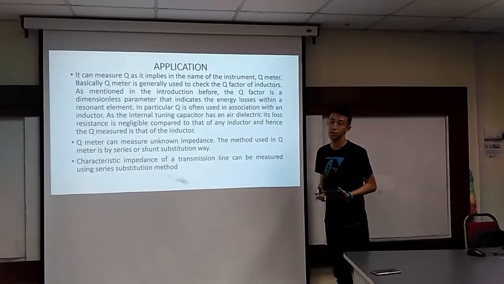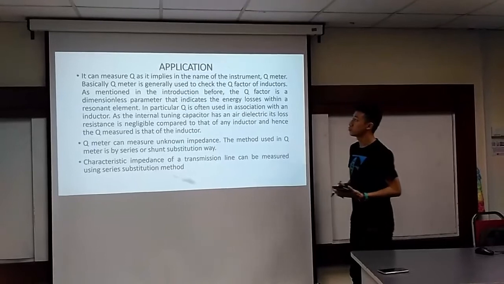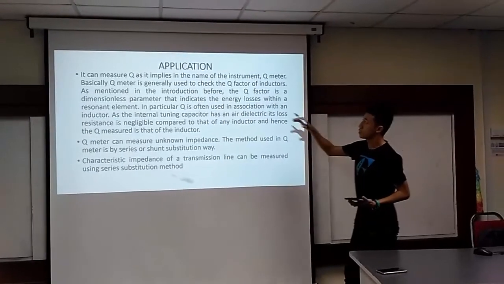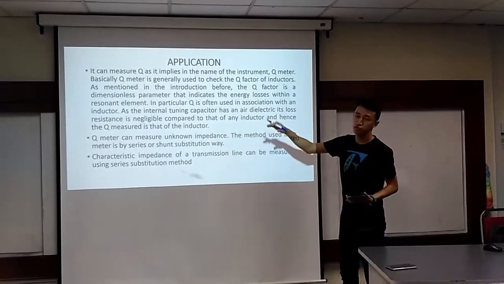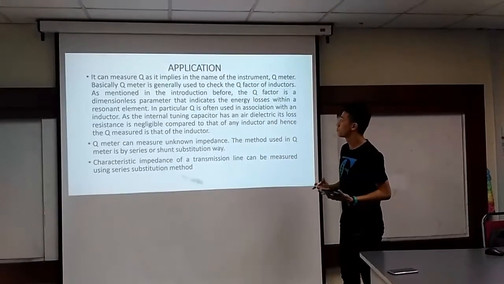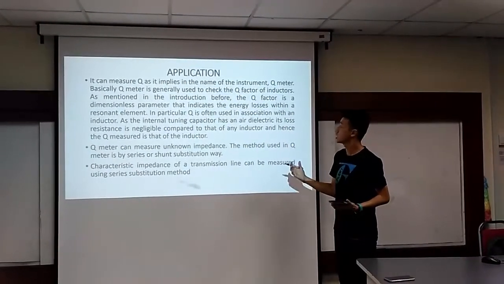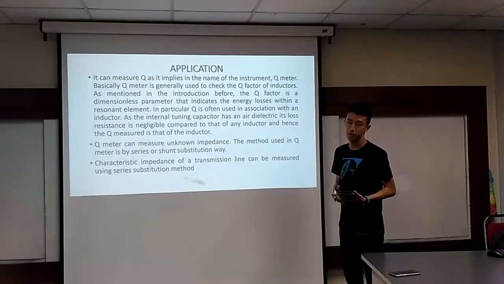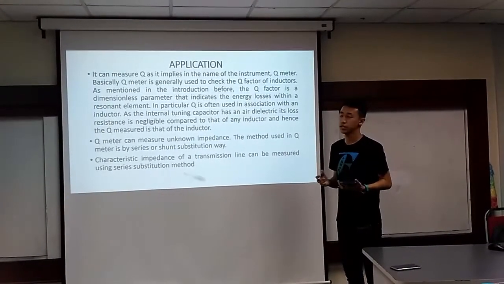The first one, of course, is measuring Q. The Q is the quality factor. So basically, the Q meter can check the Q factor of an inductor. As mentioned in the introduction before, the Q factor is a dimensionless parameter that indicates the energy losses within a resonant element, so it must be computed within a resonant circuit.